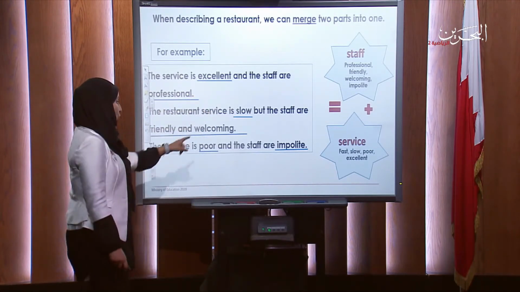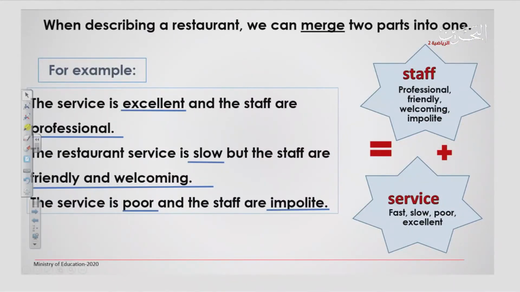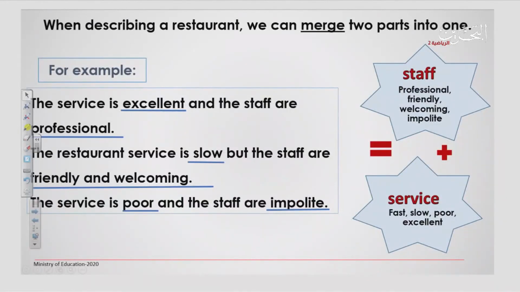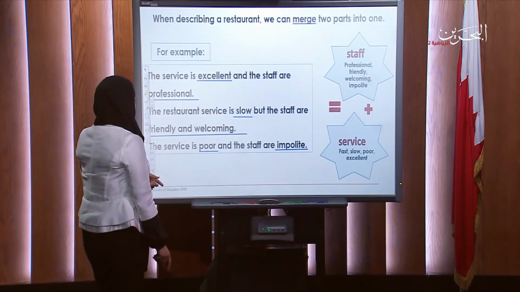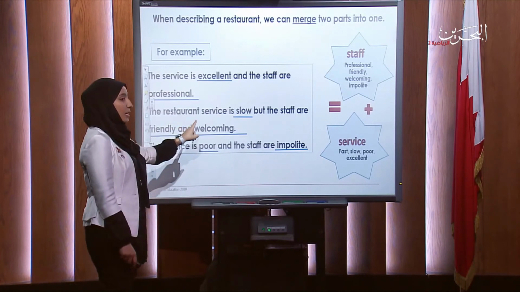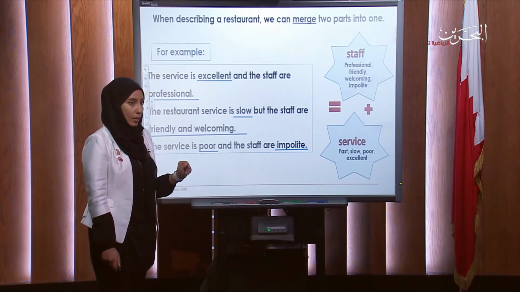Then we said slow, but the staff is friendly and welcoming, which means that if we are going to use the word and, make sure it's either positive, positive, so the service is excellent and the staff are professional, or negative, negative. The service is poor and the staff are impolite. But if we're going to use one positive and one negative, we say the restaurant service is slow, but the staff are friendly and welcoming. So we use but when we have one negative and one positive.